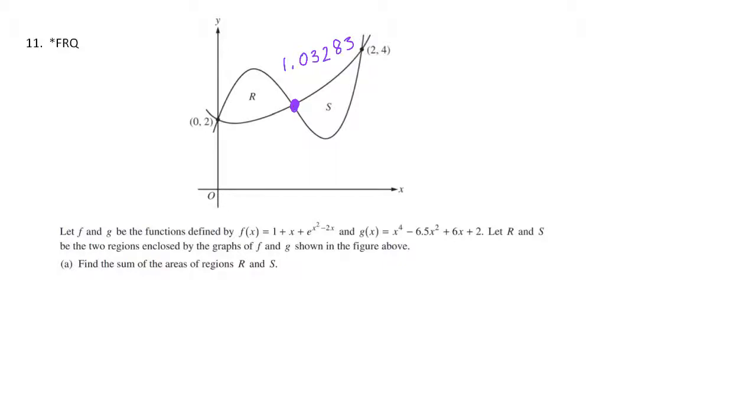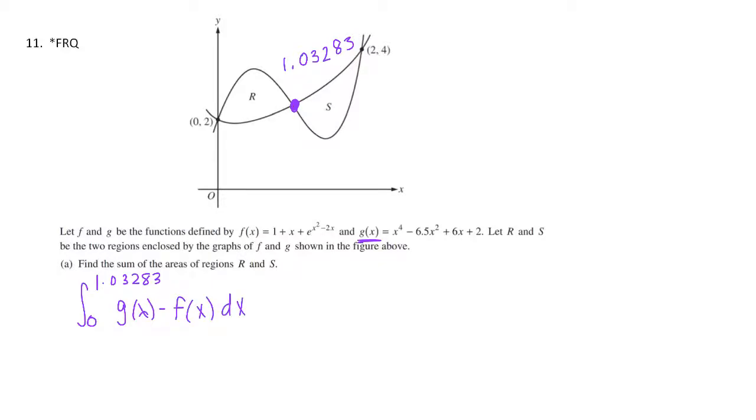And whenever you're finding the sum of these areas, what you need to be able to do is just set up the problem. So the setup of this, and this problem was worth 4 points, so we really need to make sure we can do it. What they need to see as an AP reader is going from 0 to your point of intersection, 1.03283. And you can just write the function's name. You don't have to rewrite the entire function. So you've got g of x minus f of x.